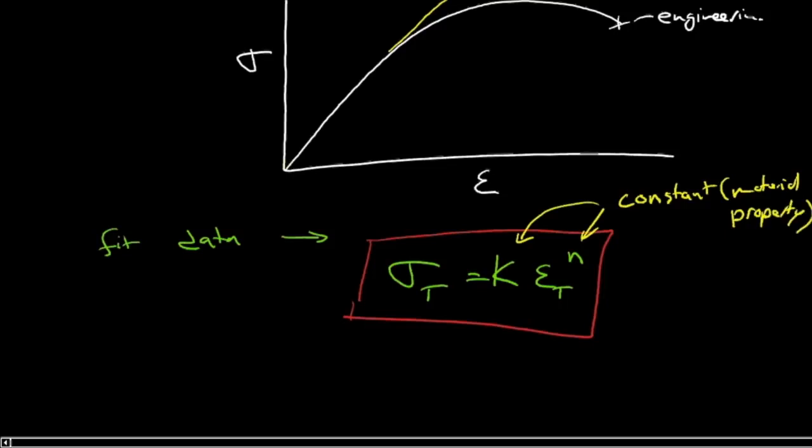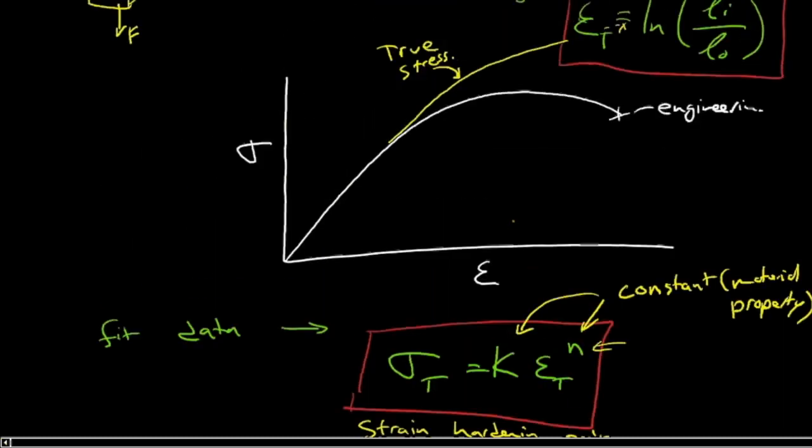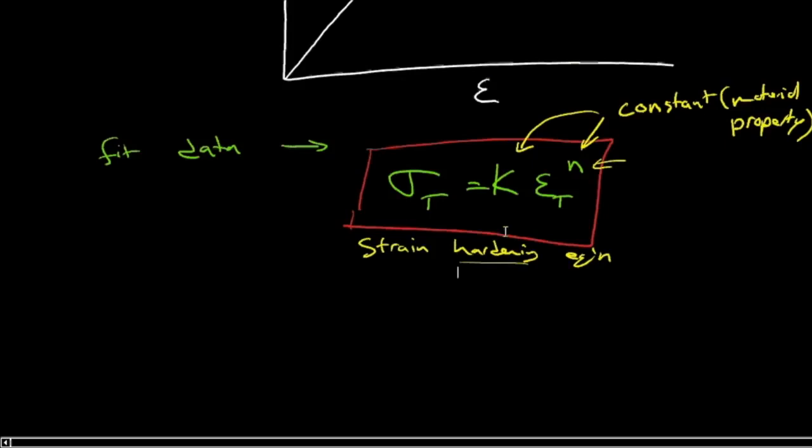This equation is called the strain hardening equation. Strain hardening correlates to hardness, and hardness correlates to strength. So this equation is telling us that we're strengthening the material, and we've got the strain hardening exponent n and the strain hardening coefficient K.